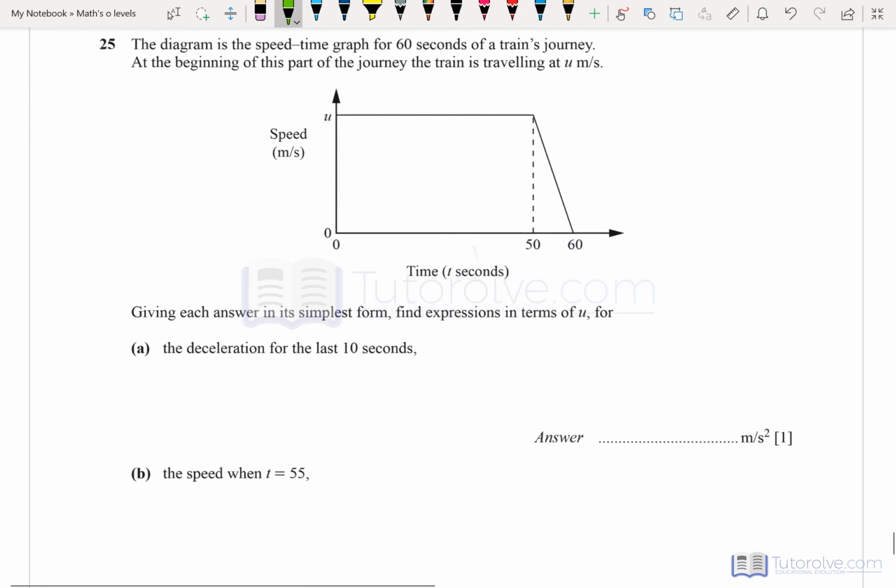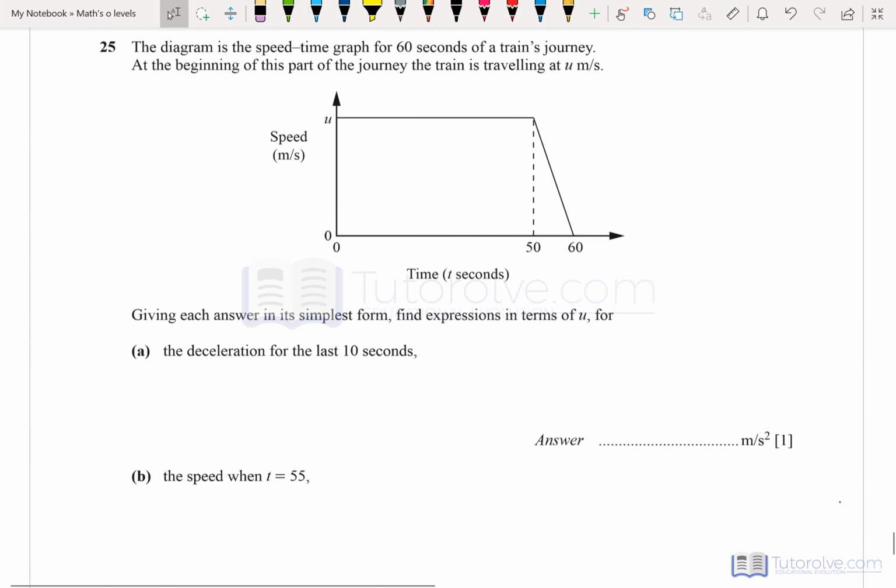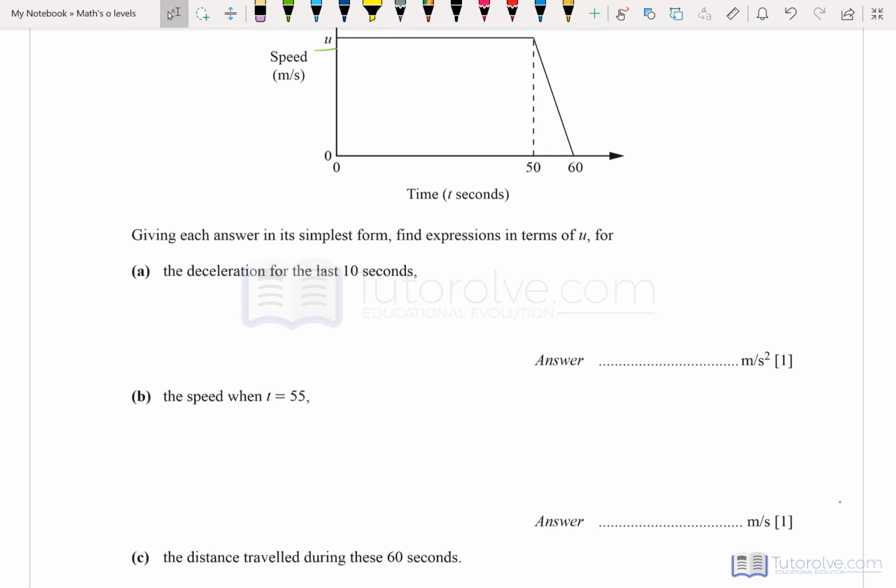So now you have question number 25, and in the diagram they show you a speed time graph for the first 60 seconds of the train's journey, and they haven't given you the exact numerical value for the speed here. They've just given you u, so they want you to find all of the expressions in terms of u.